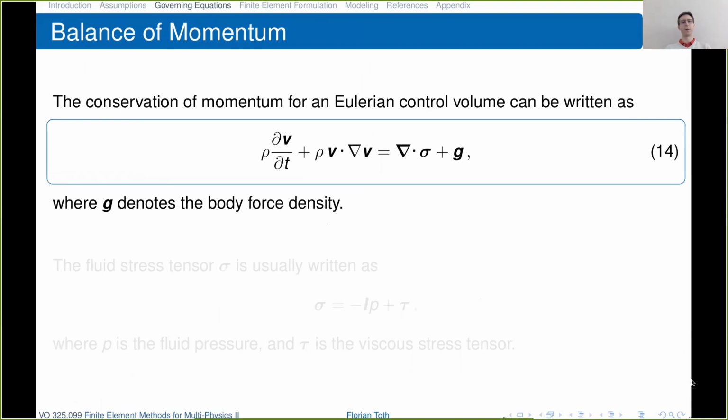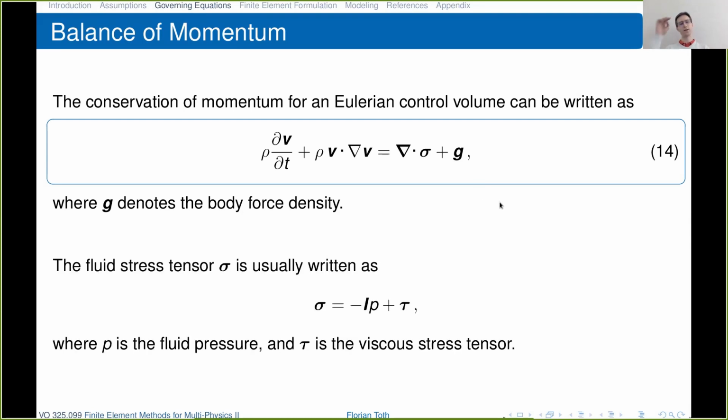Then we have the balance of momentum as a second conservation equation. Also here I've given the form in an Eulerian control volume. We can write the conservation of momentum as rho times the time derivative of the velocity plus rho times the inner product of v with the gradient of v, which is equal to the divergence of the stress tensor sigma plus rho g, where g is our body force density.